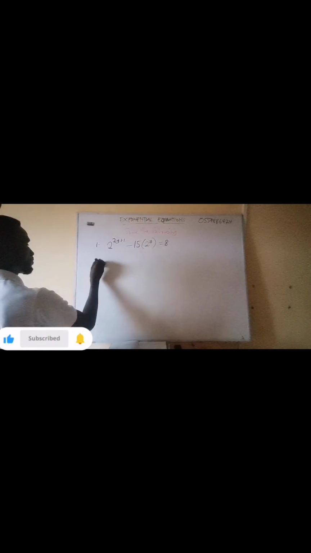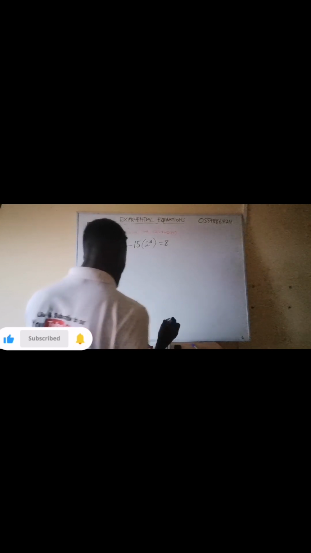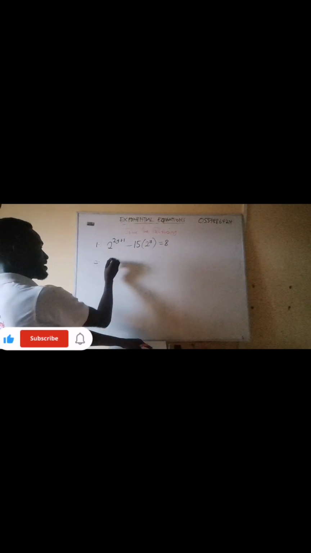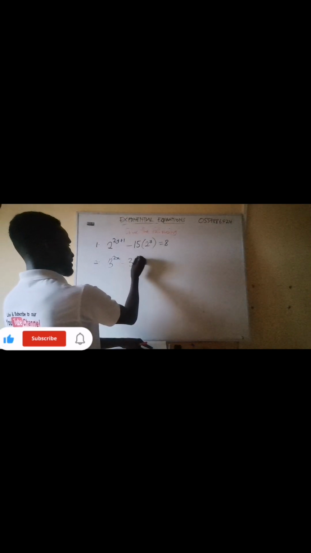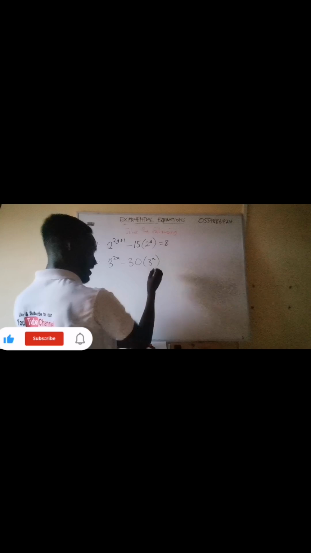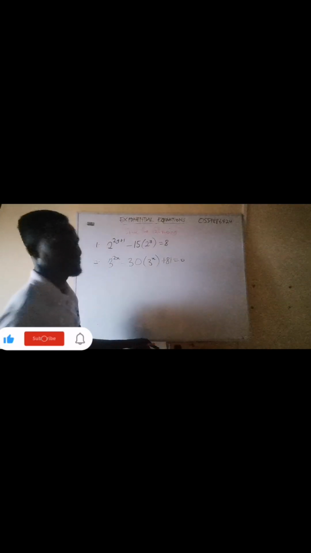Now question 2. I have 3 exponent 2x minus 30 multiplied by 3 exponent x plus 81 equal to 0.